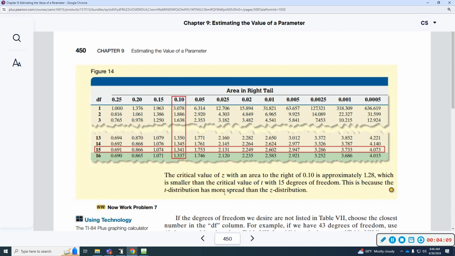So this is because the t distribution is more spread. So they're just showing you, if I was doing 10% to the right, 15 degrees of freedom, you go down to degrees of freedom, find that percentage, and then you get your answer.